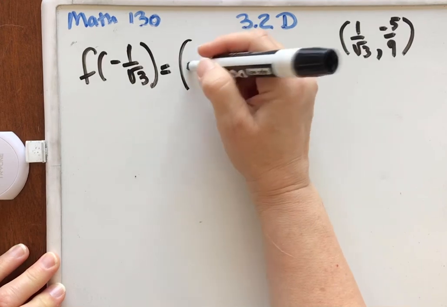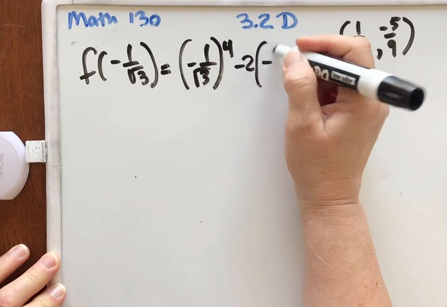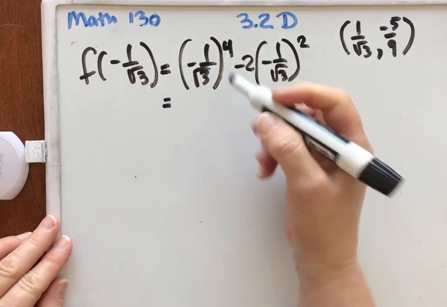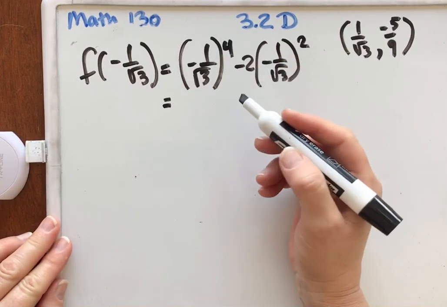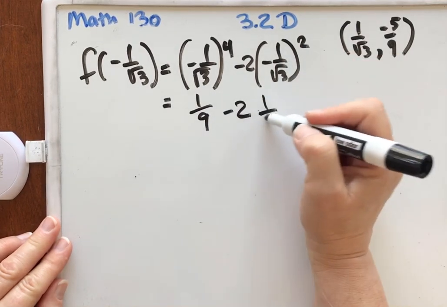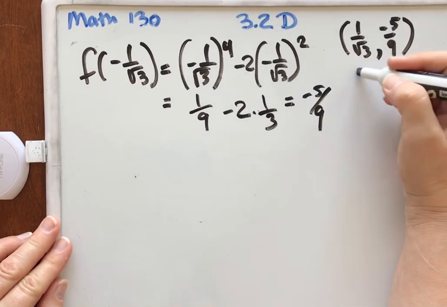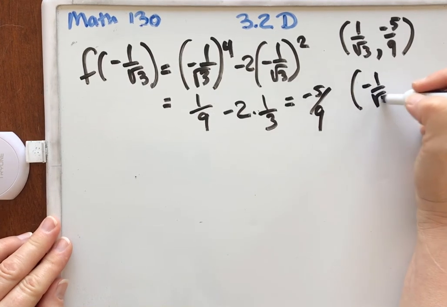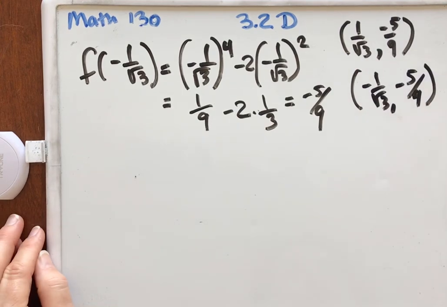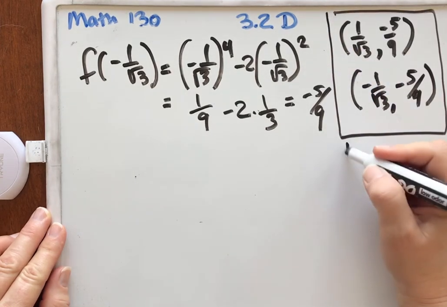That equals -1 over square root of 3 to the 4th power minus 2, -1 over square root of 3 to the 2nd power. Now when we do all this, you know what's going to happen because this is an even exponent, right? We're going to get the same thing, minus 2, and this becomes times 1/3. And when we're all done, we're also going to get -5/9. So now we have -1 over square root of 3, -5/9. Those are our inflection points.